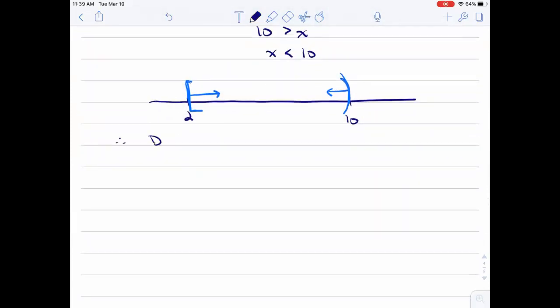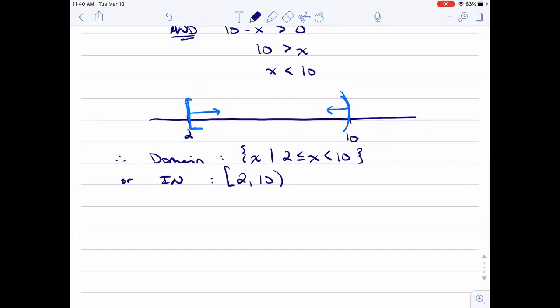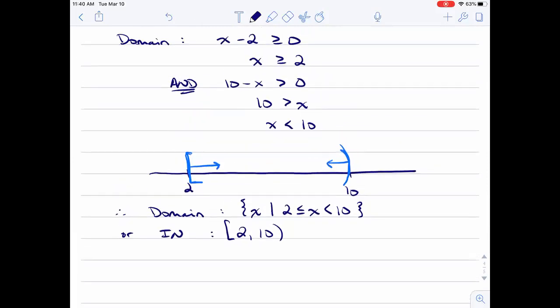So therefore the domain, and let's start with just fancy set notation. X has to be greater than or equal to 2, but less than 10. Or in interval notation, which I'll just abbreviate IN for now, square bracket 2 up to 10 round bracket. So that one I would say is actually a little bit more mellow than the one we did previously.